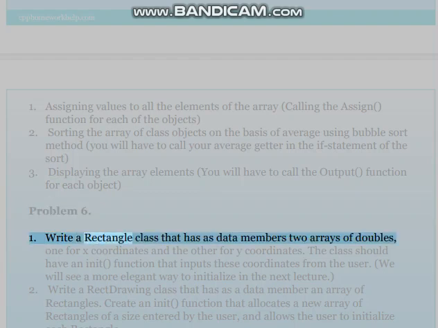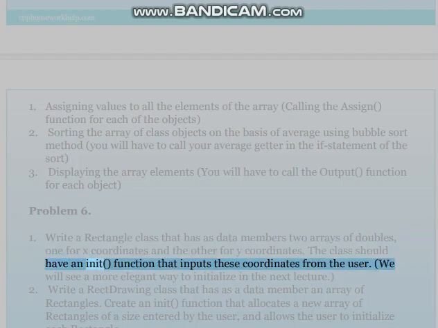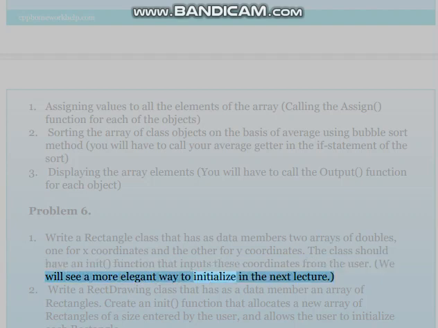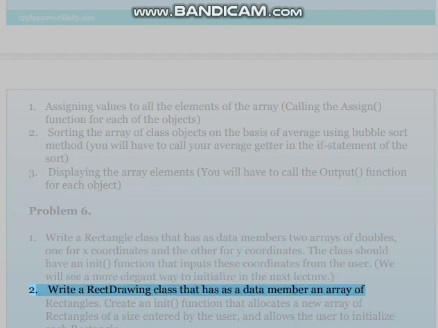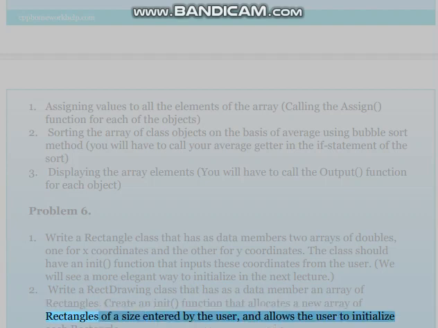1. Write a rectangle class that has as data members two arrays of doubles, one for x coordinates and the other for y coordinates. The class should have an init function that inputs these coordinates from the user. We will see a more elegant way to initialize in the next lecture. 2. Write a rectDrawing class that has as a data member an array of rectangles. Create an init function that allocates a new array of rectangles of a size entered by the user and allows the user to initialize each rectangle.